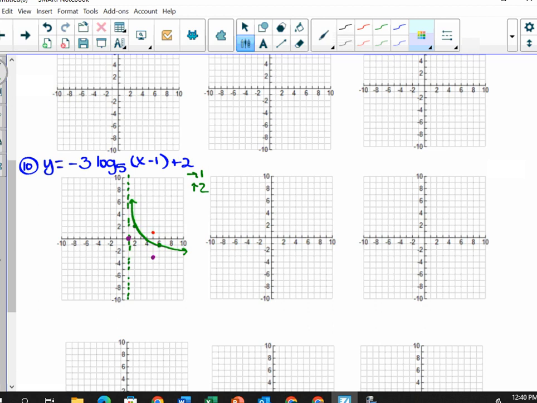All right, let's try another one. Okay, let's do 4 log base 3 of -x plus 2. Can you read all of that? 4 log base 3 of -x plus 2.